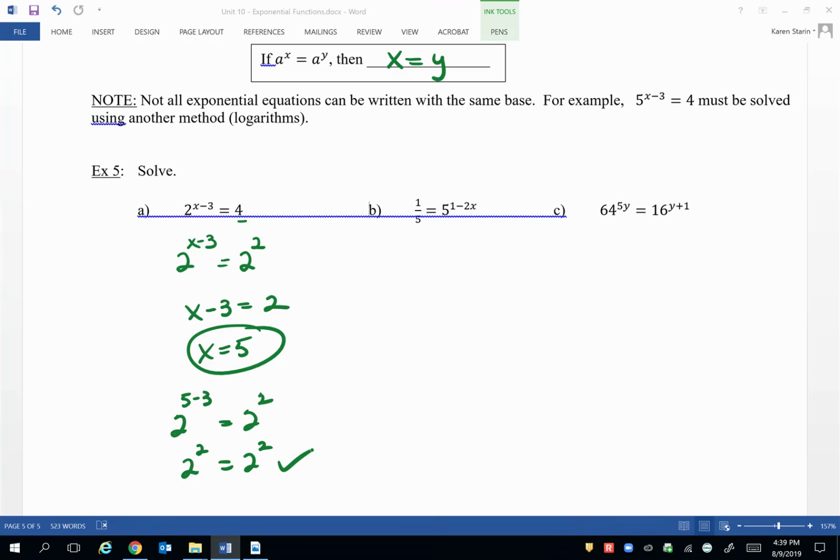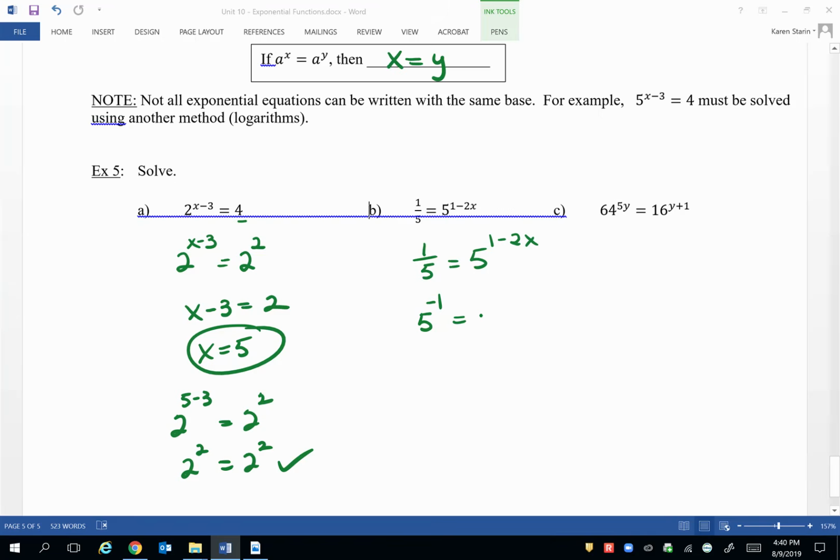Now part B. This is 1/5. I'm going to rewrite that because of that line going through there. It's going to keep creeping back in this Word document so you can see it clearly. I have 1/5 equals base 5 to the 1 minus 2x. Well, I like base 5 better than I like base 1/5, but really there's more than one way to solve this equation. I'd rather look at 1/5 as base 5 to the negative 1 power.